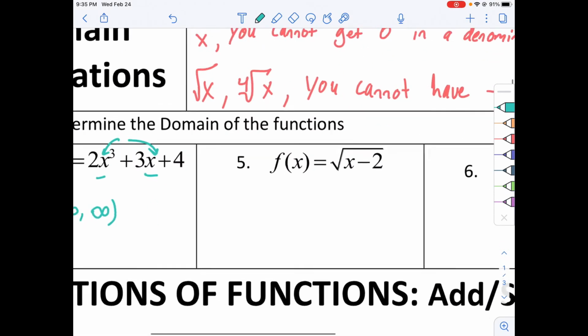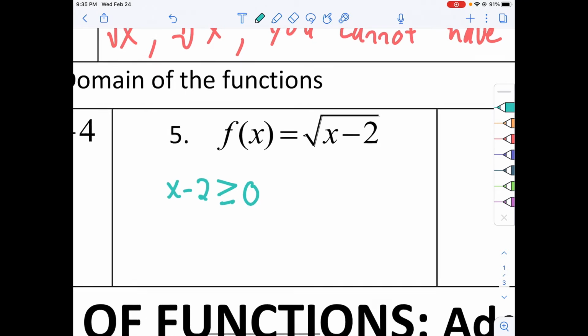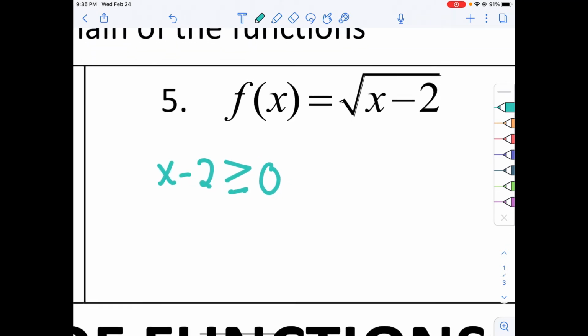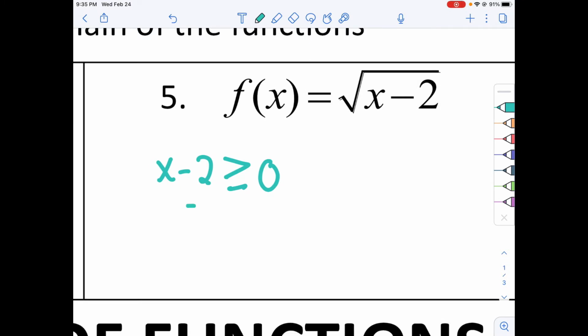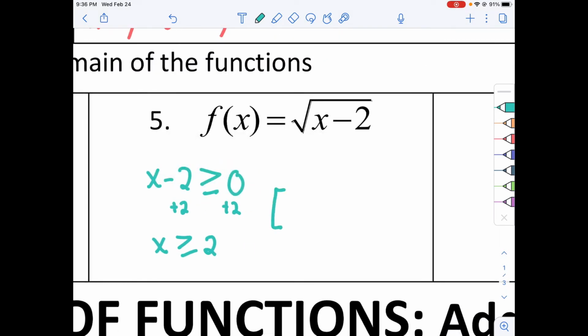All right, number 5. Number 5, we have an even root that shows up. So let's talk about how to do these ones. We can't have negative numbers inside of the root. So that means x minus 2 has to be greater than or equal to 0. That's how you're going to determine the domain for this function. So we add 2 to both sides. You get x has to be greater than or equal to 2. So that tells us that the domain is bracket 2 to positive infinity. And that would be the domain.